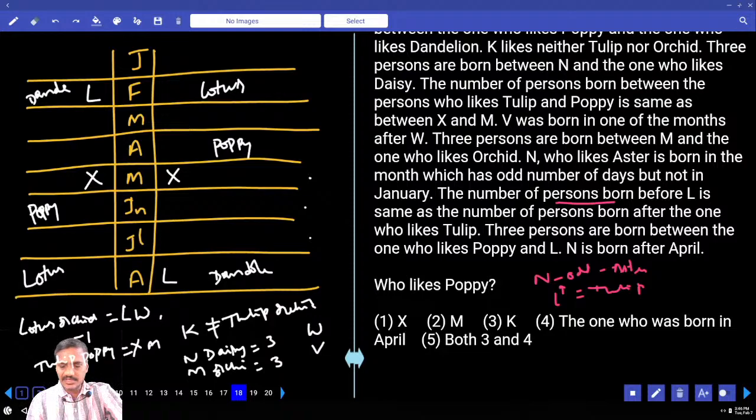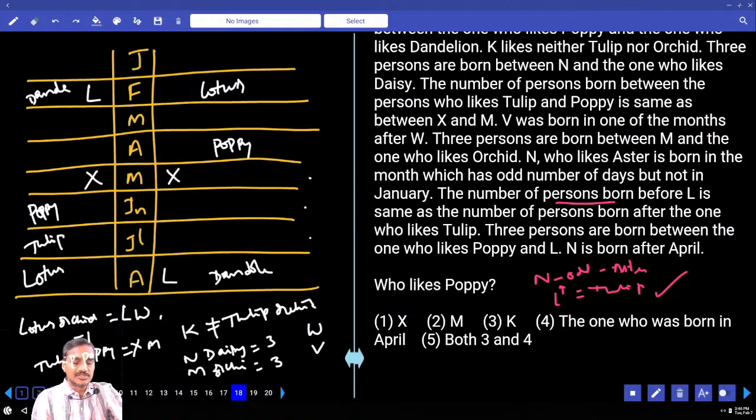And W and V, K likes. 3 persons born between poppy and L, N is born after L. And next, any other information we have? L and tulip, it is there, right? L and tulip. Number of persons born before L. How many are there? 1. Hence, after this tulip, there must be exactly 1.